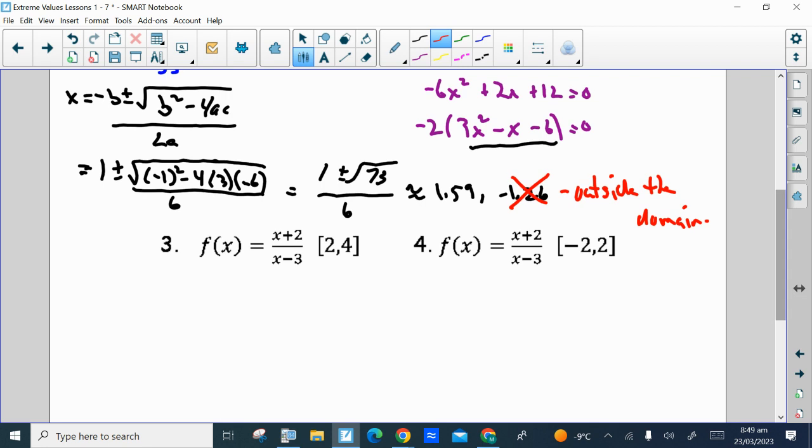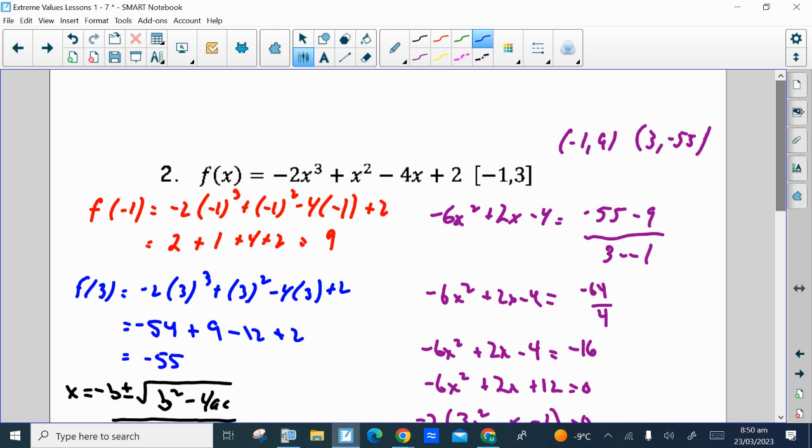Now for number 3, it's a rational function. That rational function, though, has a non-permissive value of positive 3. There would be a vertical asymptote there, and positive 3 is in the domain that we're given here. So this graph would not be differentiable at 3. It's not continuous at 3. So therefore, it does not apply.